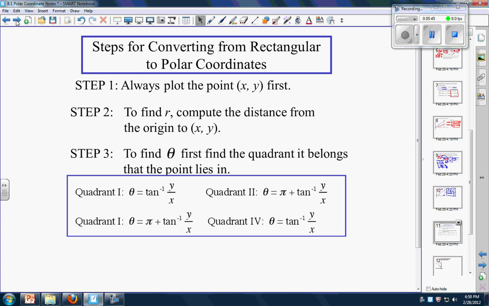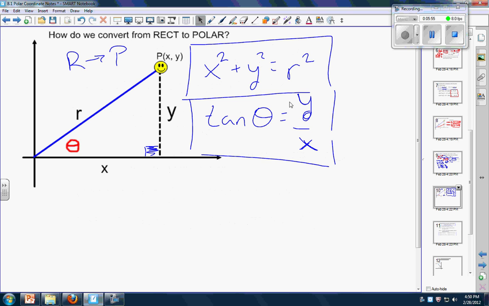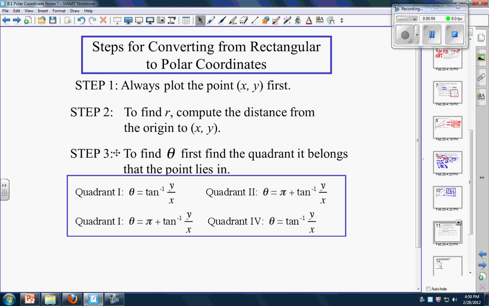Okay, so first step we say always plot the xy first. To find r, compute the distance from the origin to xy. That's pretty easy. That's just a simple Pythagorean theorem coming right from this guy right here. Step 3 is where it gets a little bit tricky. To find theta, first find the quadrant that the point lies in, and then do this.